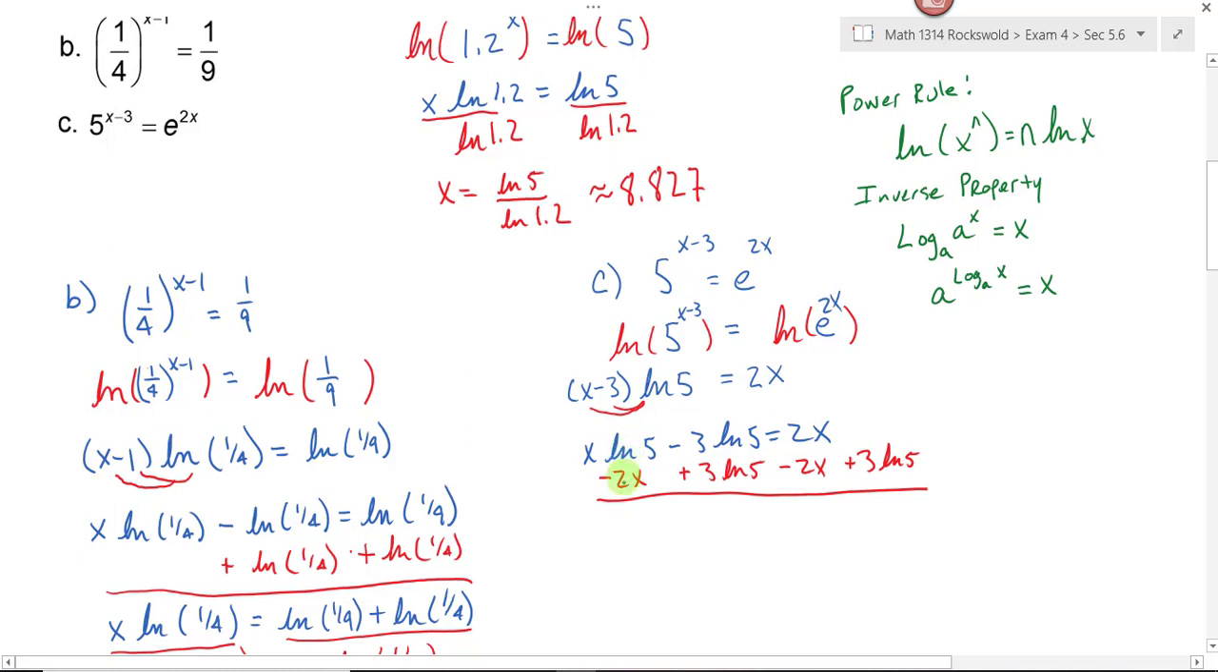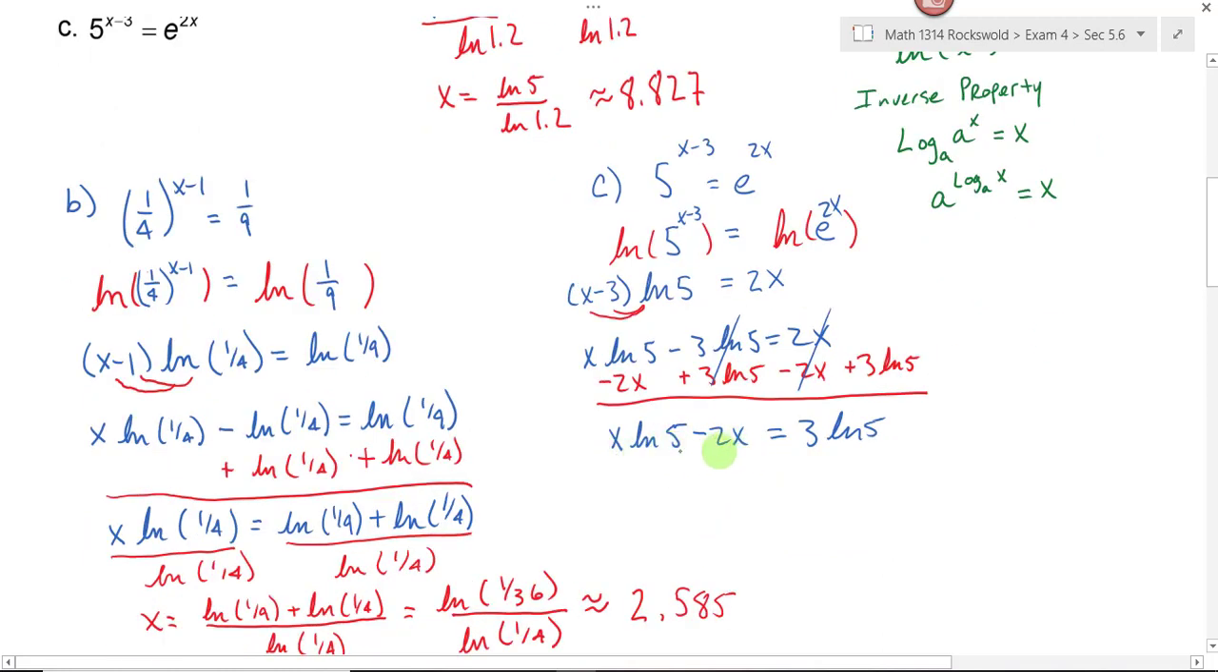These are not like terms. I can't combine them, so I'm going to just write them both down. I get x natural log 5 minus 2x equals 3 natural log 5 because these terms zeroed out and these terms zeroed out. Now I notice that I have an x in both of these terms, so I can factor that common factor of x out and I'm left with the natural log of 5 minus 2 equals 3 natural log 5.